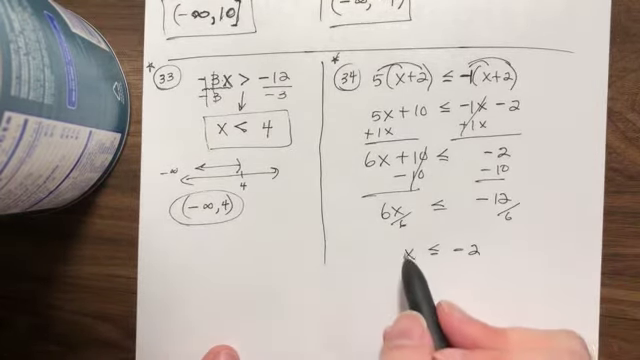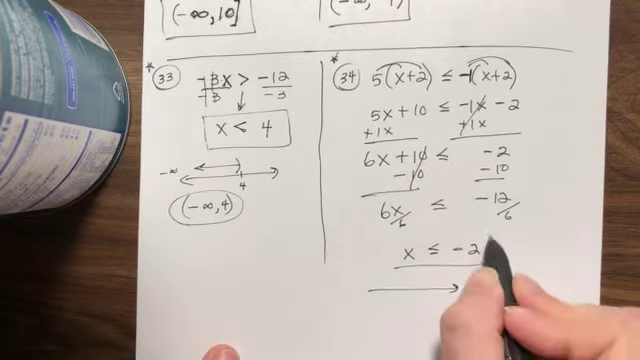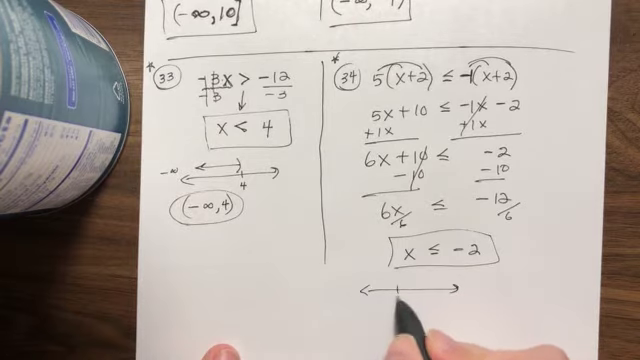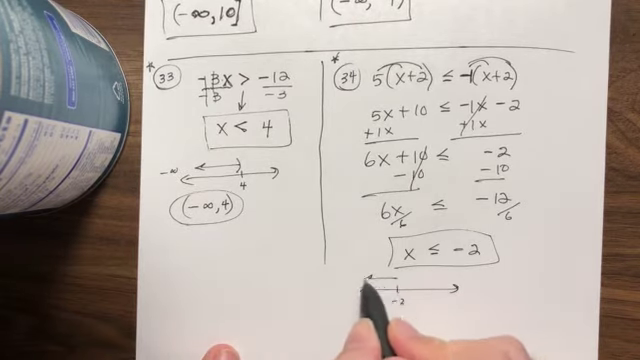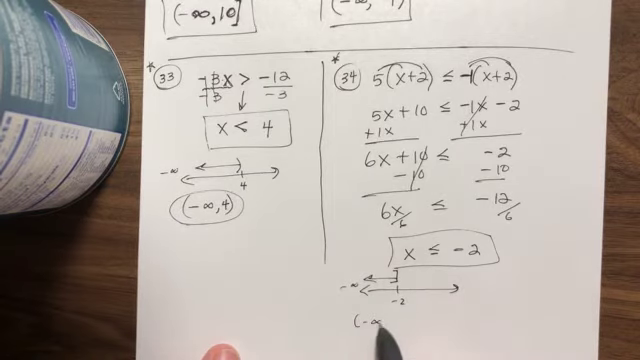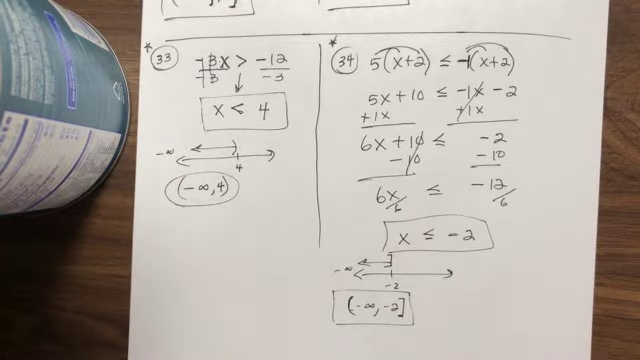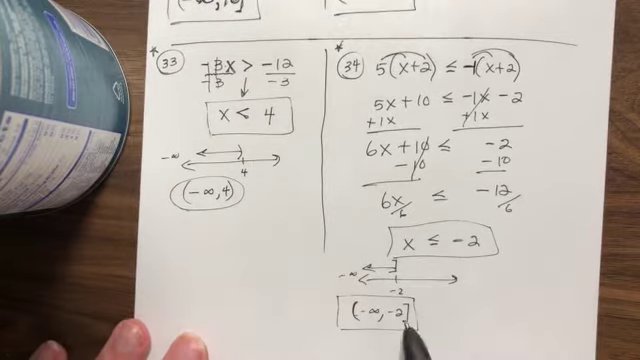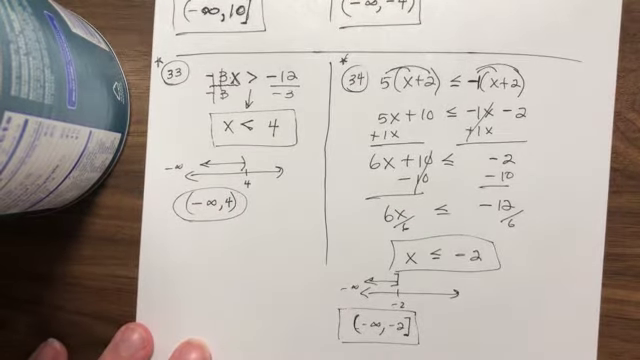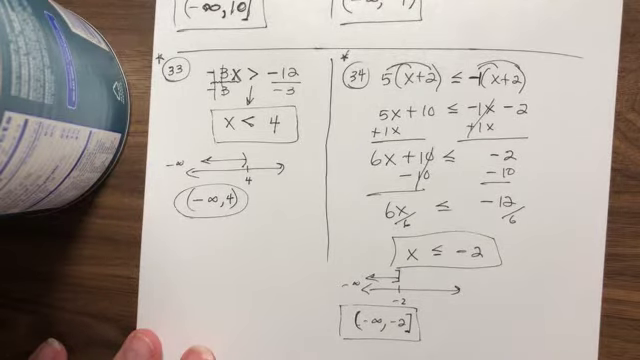I kind of wish one of them had been greater than so you could see an arrow pointing to the right. But here's negative 2. There's an arrow pointing to the left once again, but with a bracket. So you're going to have negative infinity to negative 2 with a bracket like this. And infinities always get a parentheses. Okay? So that's the inequality business, and then we skip 35 through 56.